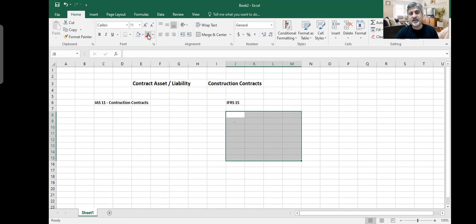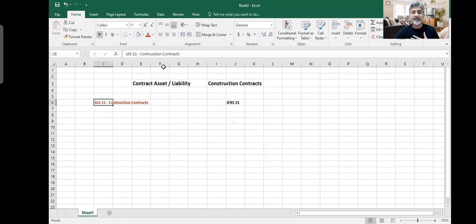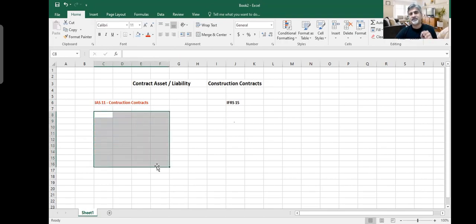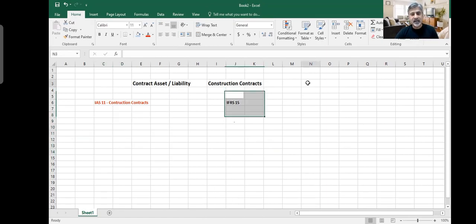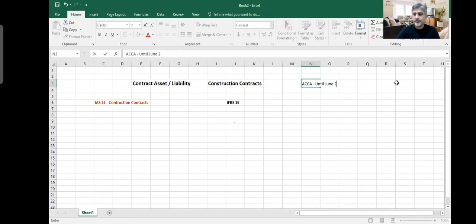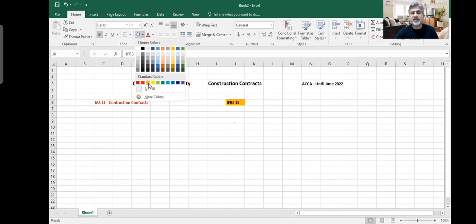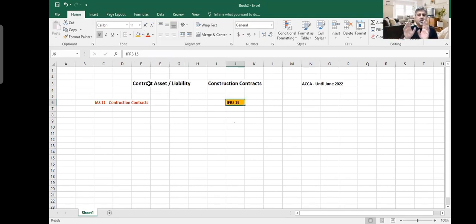Now, very interestingly, we know that IAS 11 has been cancelled. IAS 11 is no more there. So if IAS 11 is not there, this method should also not be there. But surprisingly, ACCA says that until June 22, the correct method is IFRS 15. We should be using the IFRS 15 method of calculating contract asset or contract liability, the method prescribed by IFRS 15.